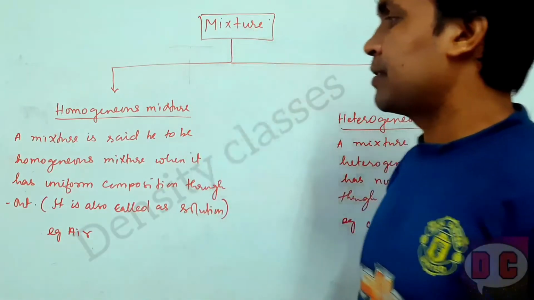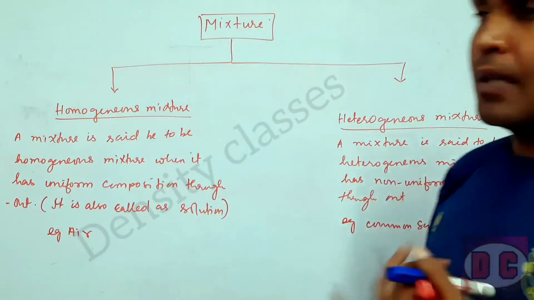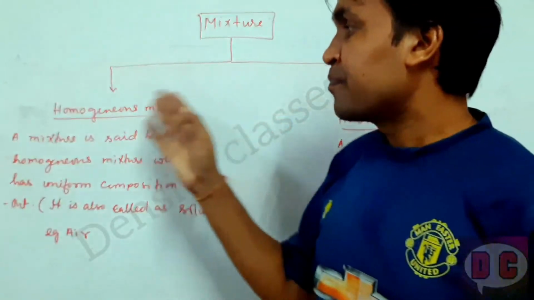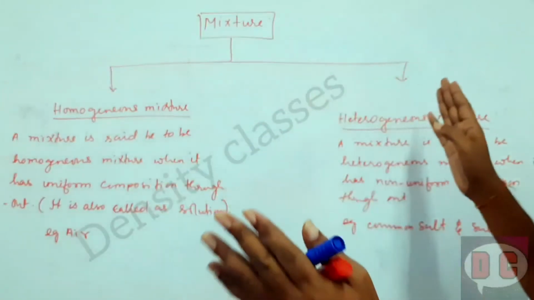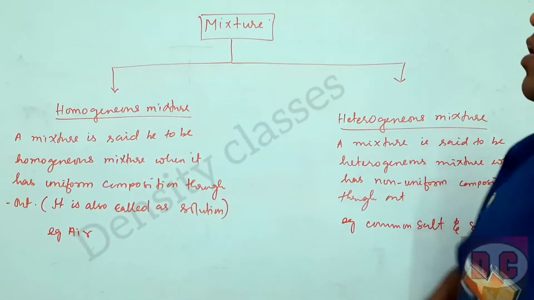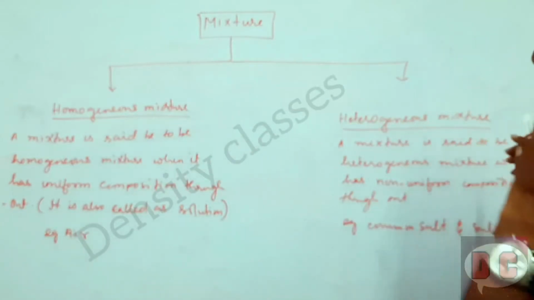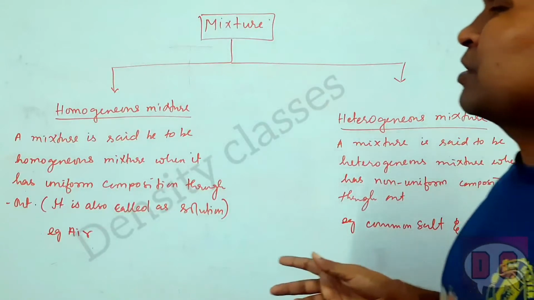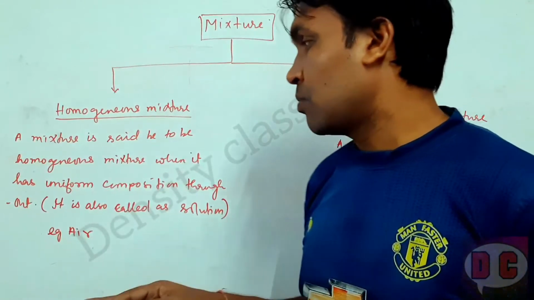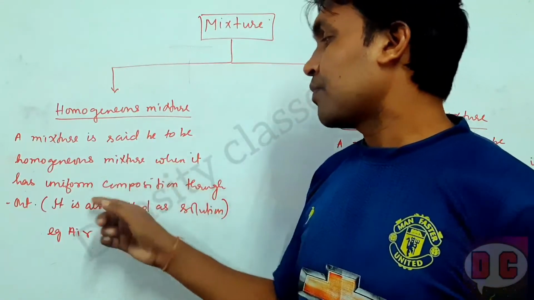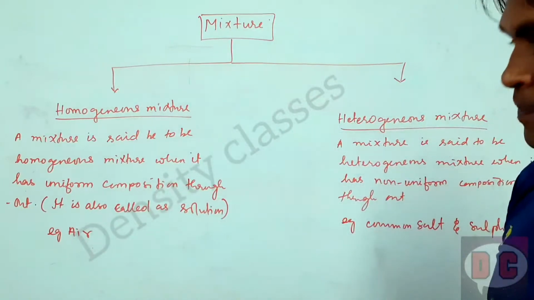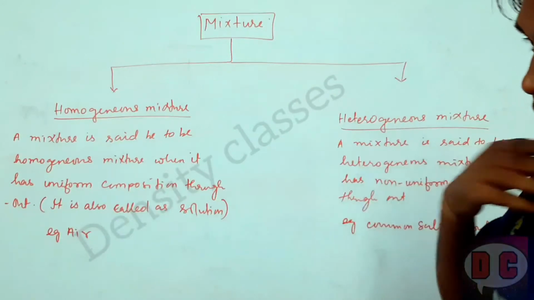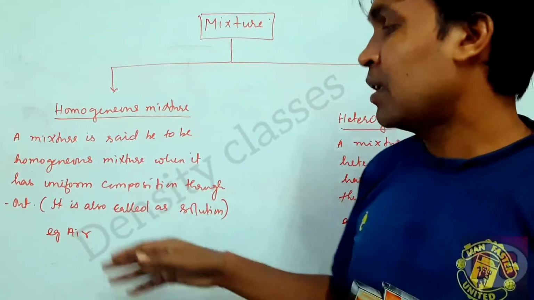Now we are going to discuss mixtures. Pure substances we have discussed. A mixture is divided into two types: homogeneous mixture and heterogeneous mixture. What is a mixture? I already discussed it with you. So what is a homogeneous mixture? A mixture is said to be homogeneous when it has uniform composition throughout. A homogeneous mixture is also called a solution. For example, air.